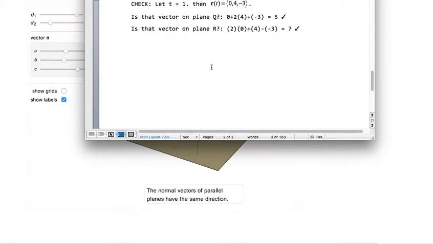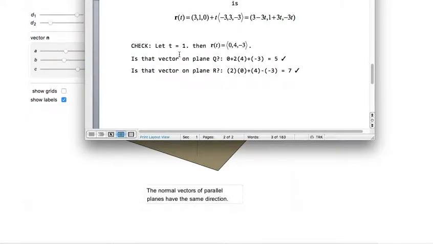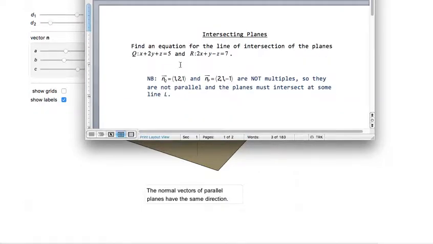If we want to check this answer, we just let the parameter t equal 1, substitute that into my equation here and get 0, 4, minus 3, and then check by putting it back into the equations of Q and R and finding out that the plane values are 5 and 7 as they were in the beginning.